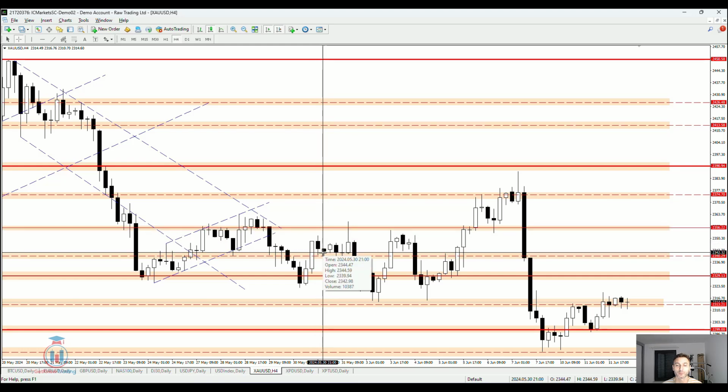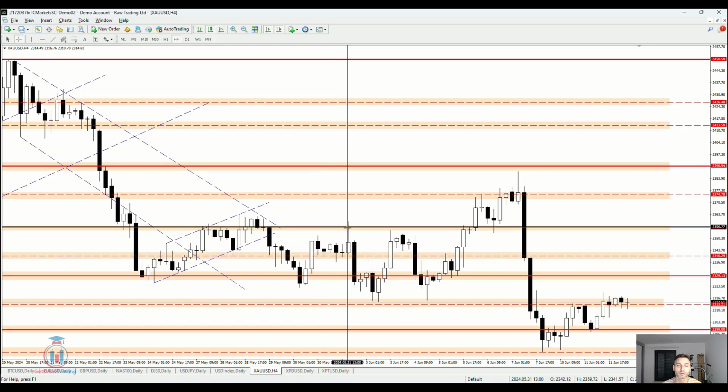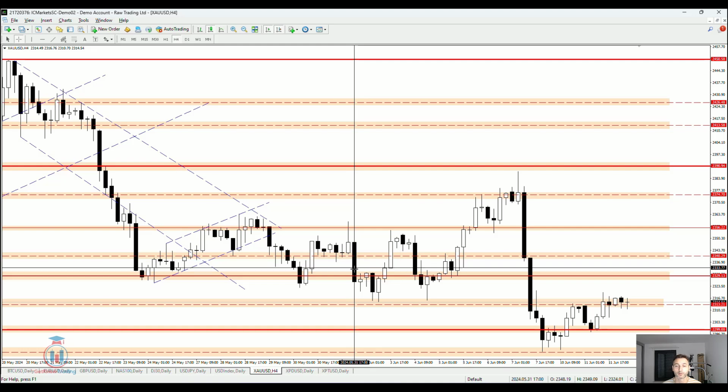And if we follow this one, we can see that the price did not close below this support level, but it has reached the target. After that, the price returned back down.